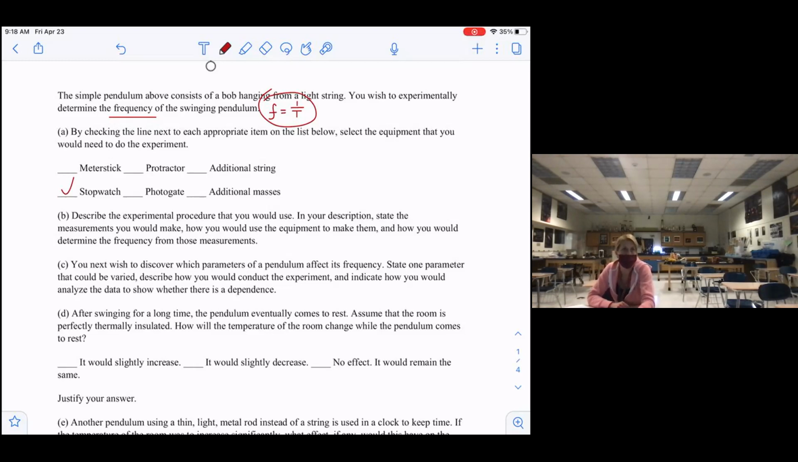To indicate how you would analyze your data, you would create a graph of frequency versus your variable, mass for example, or length of the pendulum, or the height of release, to see whether there is a dependence, by creating your graph and analyzing with an appropriate regression. You don't even need to say what regression it's going to be, because maybe you don't know whether it's going to be power or linear.